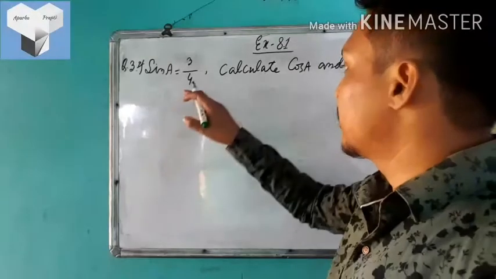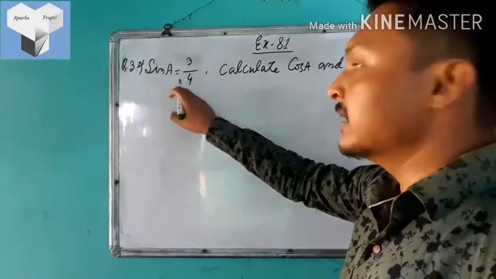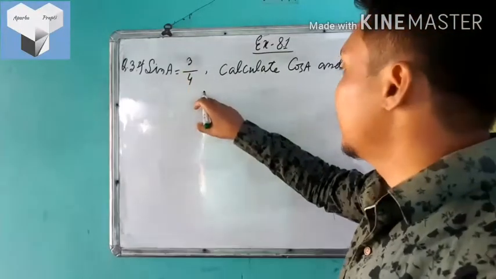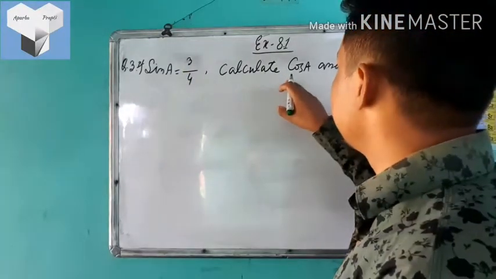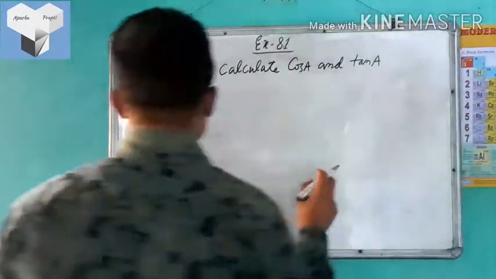Guys, here we are not given any kind of diagram. Simply the value of sine A is given, that is 3 by 4. And using this data, we need to find the value of cos A and tan A. So in this case, what we will do is so simple. Listen.